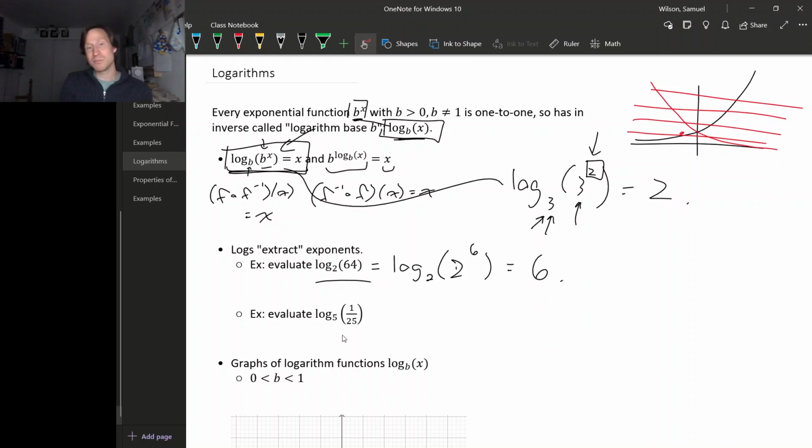All right, what about log base 5 of 1 over 25? Remember, the goal here is to write the stuff inside the parentheses as some power of 5. What power goes here? Well, it's going to have to be a negative power because we have a fraction here. And 25 is 5 squared, so we need a negative 2 here. And then the logarithm base 5 just plucks the exponent off of the exponential with the base of 5.